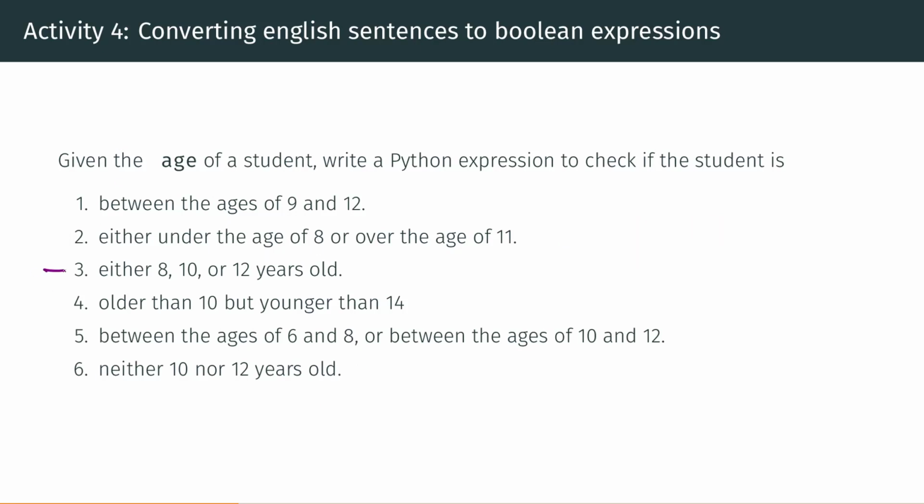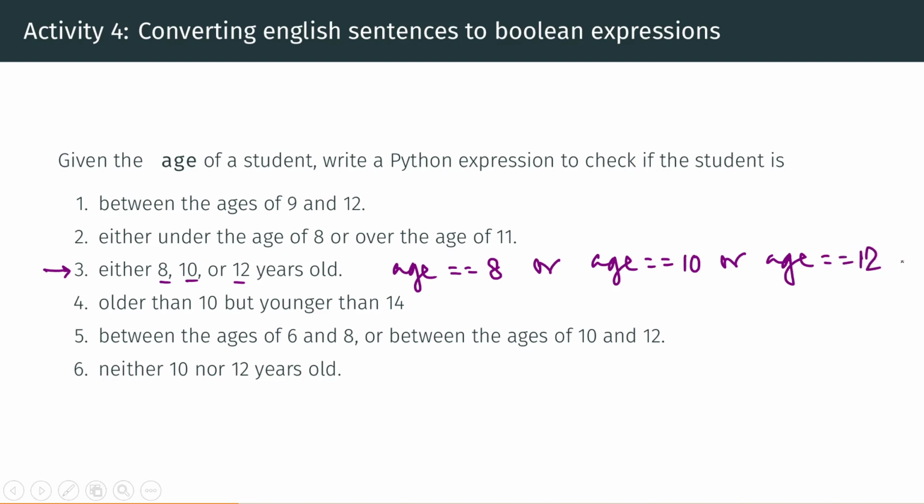The third one checks if the age is either 8 or 10 or 12. So it's not a range per se, it checks for exact ages. So this would be age equals, two equal signs, 8. Is age equal to 8, or is age equal to 10, or age equal to 12? Okay. What about the fourth one?